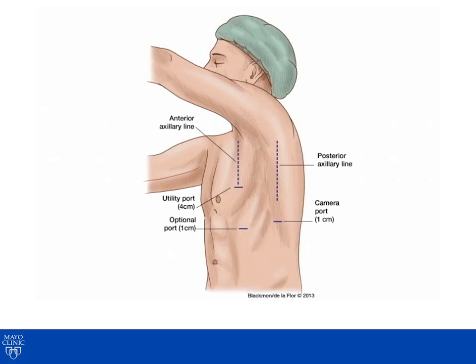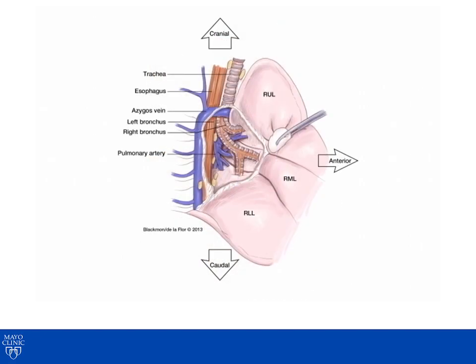A posterior axillary line, 1 centimeter port in the 7th intercostal space is used as the camera port, and an additional optional port can be placed in the anterior axillary line inferior to the utility port. Prior to beginning any right-sided lung resection, you will want to begin by performing a mediastinal lymph node dissection.